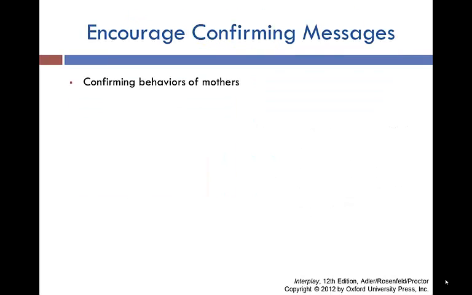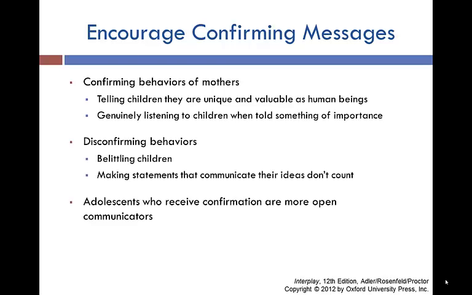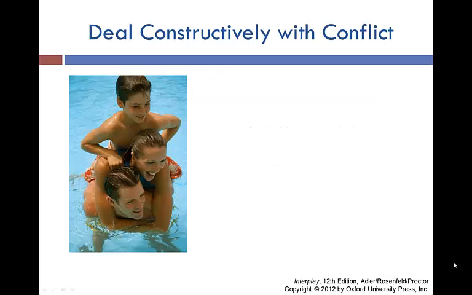Confirming rather than disconfirming messages within a family need to be encouraged. Confirming messages demonstrate that you care about the other person, while disconfirming messages show no concern for others. Belittling children or putting someone down are good examples of disconfirming messages. Telling children that they are important or listening to them are good examples of confirming messages. In families, dealing constructively with conflict is very important.